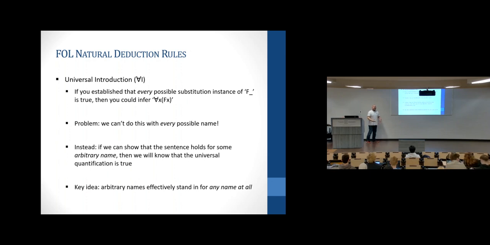So here's a thought, a naive thought. If we could show that every possible use of a name for F blank would give us a true sentence, then we of course could infer the universal quantifier. But the problem is there's no way to do this. This is a super task because there's a countably infinite number of potential names we can plug in. So there's no way we could ever test that. So a very naive thought of just, oh, if every single name plugged in gives you this, you could introduce the universal. Well, that's not going to work.